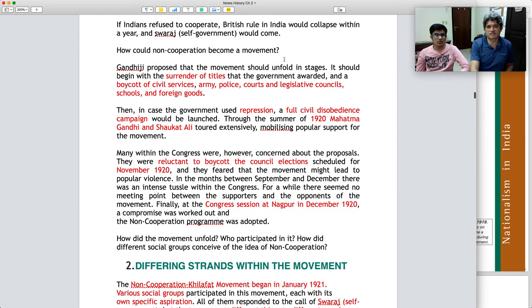So how could non-cooperation become a movement? Gandhiji proposed that the non-cooperation movement should be in stages. First of all, we surrender the titles given by the British, and boycott civil services, the army, police, courts, legislative councils, railways, telegraph, schools, and foreign goods. So we are all going to boycott all this.